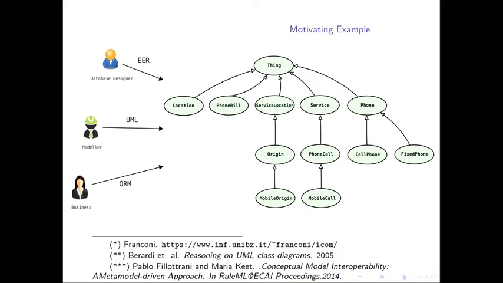To begin with, I will introduce you to a motivating example that is a mix between Franconi's and Berardi's phone model. Let us suppose we have this given model and multiple users. As you can see, each user has a different profile, background, and vision of the same domain, therefore they have different preferences towards which modeling language to use. Here is where a unifying metamodel comes in handy.